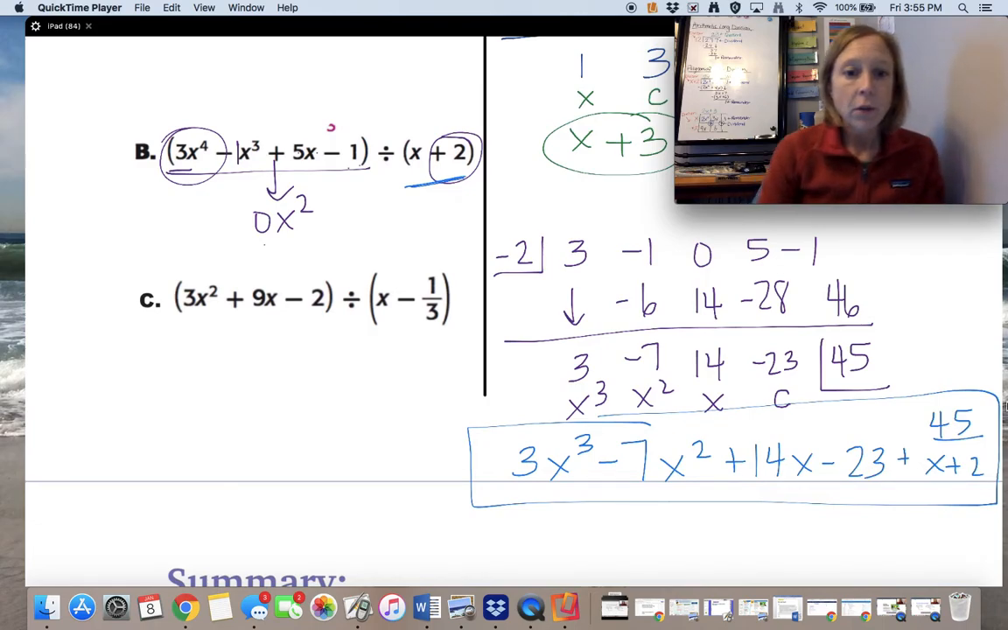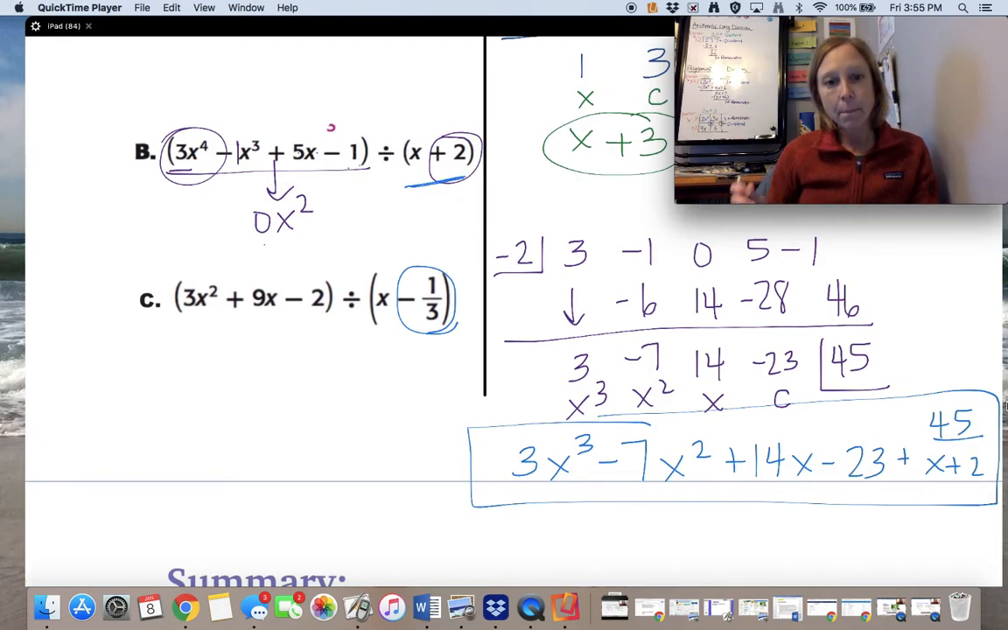Okay, let's look at one more because it is a little bit different. What's different about it is I see a fraction. And I'm not afraid of fractions, and this still meets my conditions for synthetic division. I have a polynomial being divided by a binomial, and the binomial has a 1x as its first term. So I can use synthetic division.